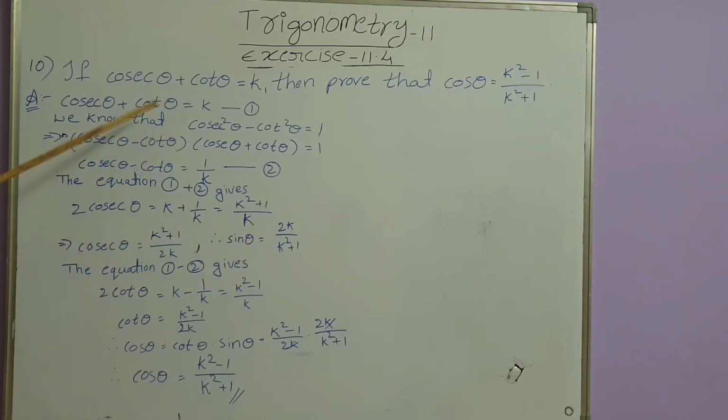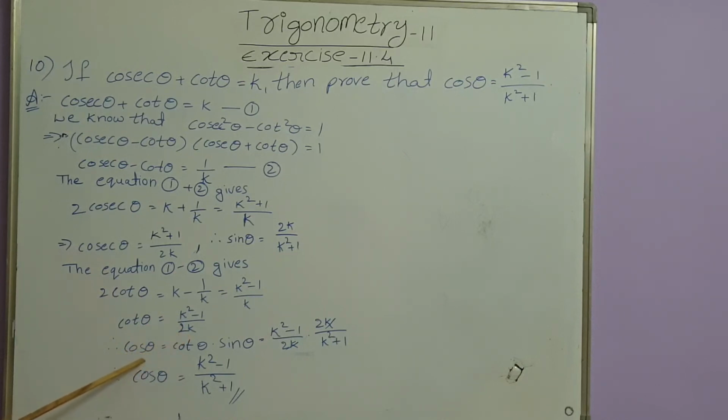Now subtract equations 1 and 2. Cosec theta minus cosec theta, these two terms cancel. Cot theta minus into minus is plus, so cot theta plus cot theta, 2 cot theta is equal to k minus 1 by k, which is, taking denominator k, (k square minus 1) by k. Cot theta is equal to (k square minus 1) by, taking this 2 here, 2k.